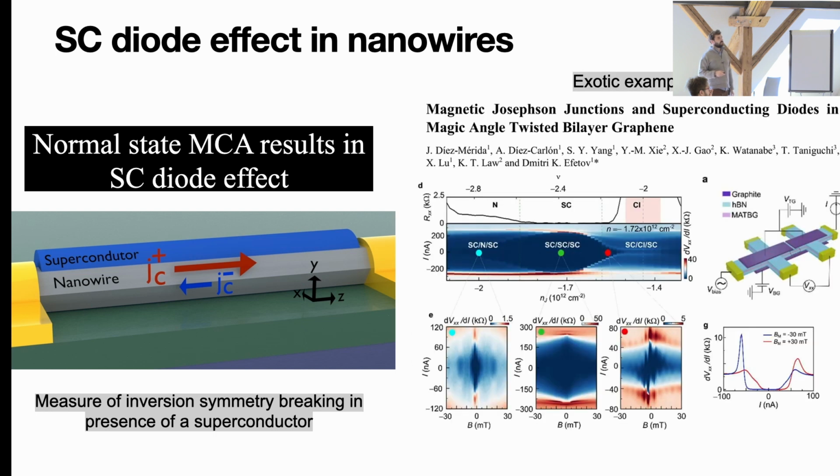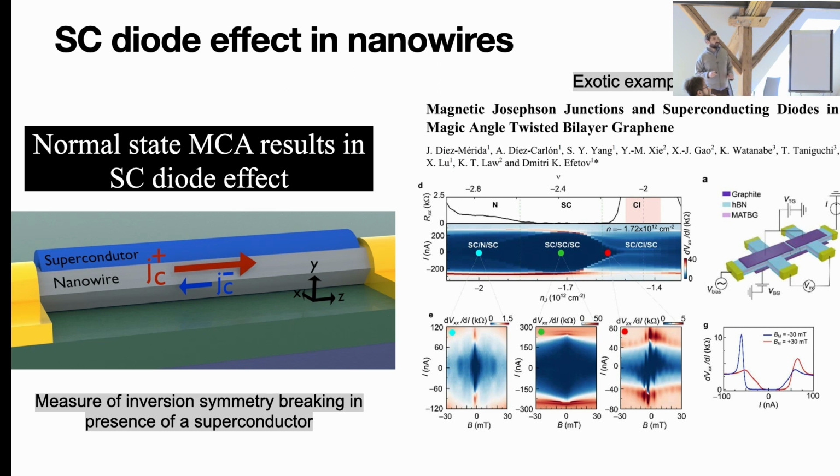I think the most exotic setup that I've seen of this is in twisted bilayer graphene, where they make a Josephson junction, and when they tune this into the regime where they expect the material in the middle of the junction to be magnetic, they really see that there's an anisotropy in the critical current depending on the direction of the magnetic field which is applied. You can see here that the red curve is for the magnetic field in one direction, and for the magnetic field in the opposite direction you get the blue curve, and you can clearly see that the critical currents are different between plus and minus magnetic field.